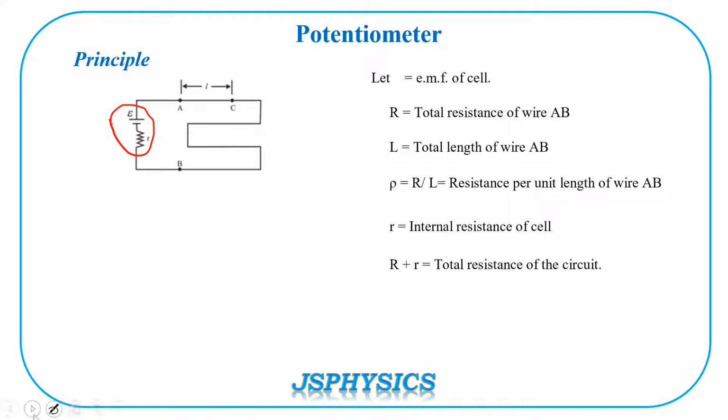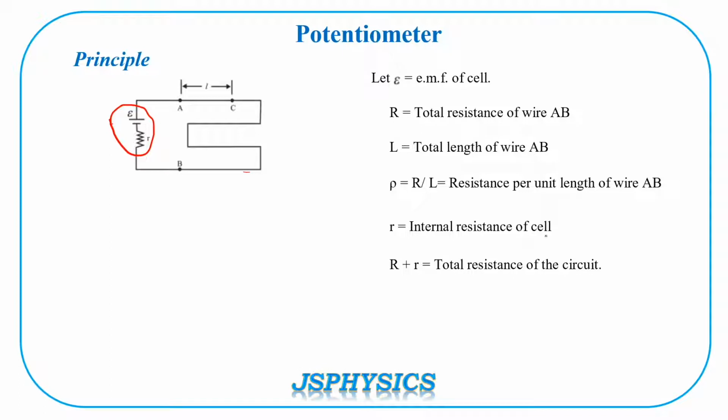Now let us say the EMF of the cell is E and R is the total resistance of the wire AB. Because every wire offers certain resistance, this wire of length L also offers certain resistance. So R is the resistance of wire AB, and L is the total length of the wire AB. If I divide the resistance by its length, I get rho, which is the resistance per unit length of the wire AB. That means in unit length, rho is the resistance of the wire.